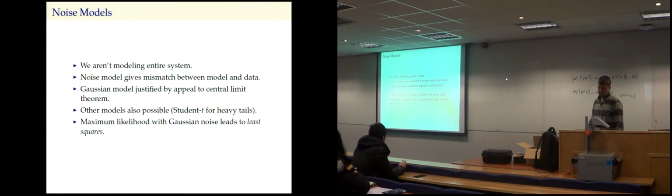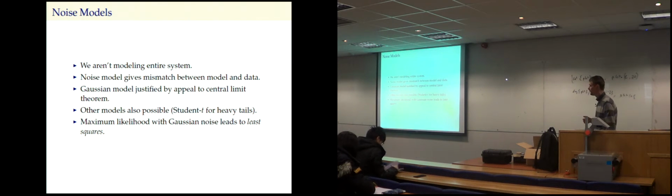And this noise model is giving us the mismatch between what we're modeling and what we expect to see in the data. What people think of as noise can vary from field to field. So for machine learning, the best way I like to think of it is it's the mismatch between the way I'm trying to model the data and what I'm actually seeing in the data. That's the noise. You can justify a Gaussian noise by appealing to central limit theorem, but other noise models are possible. So we're not going to look at student T, but it's not always the case that noise is Gaussian.